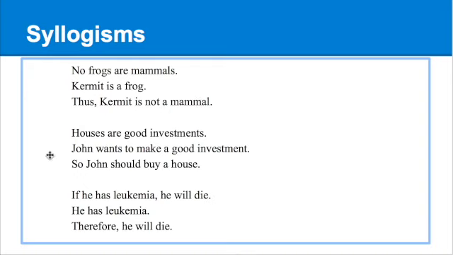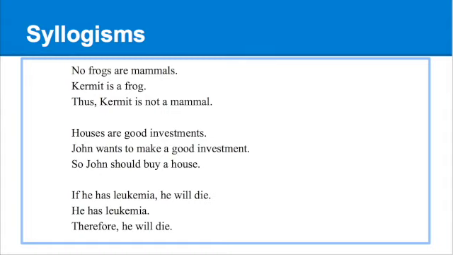All right? The next example, houses are good investments. John wants to make a good investment. So John should buy a house. All right? All houses are good investments. You can think about it that way. It doesn't use the word all, but that's implied, in parentheses, invisibly here. All houses are good investments. And John wants to buy a good investment. That's the minor particular case. So we conclude that he should buy a house.